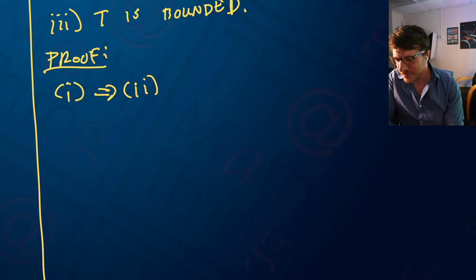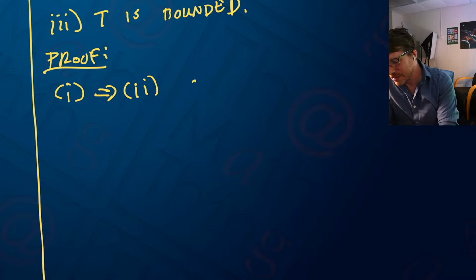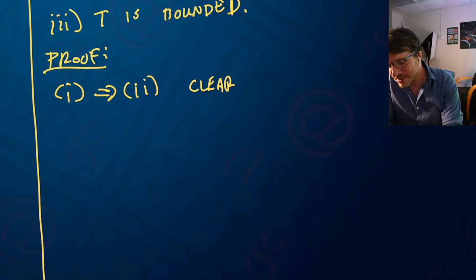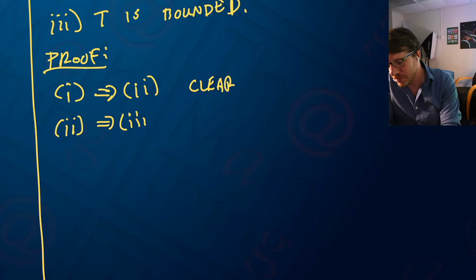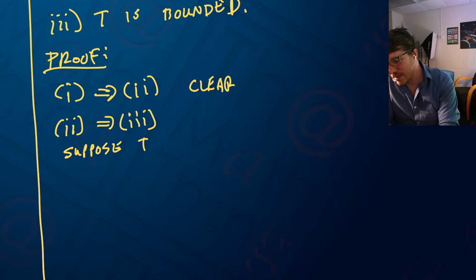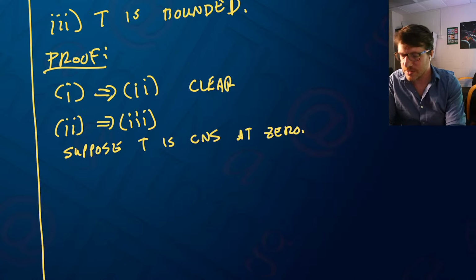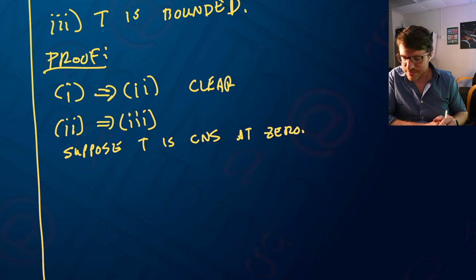All right. So, I'm just going to write clear. I hate writing clear, but it's just by definition. So then we can get 2 implying 3. So continuous at 0. So we're going to suppose T is continuous at 0. And so then what we're going to get is boundedness out of this.